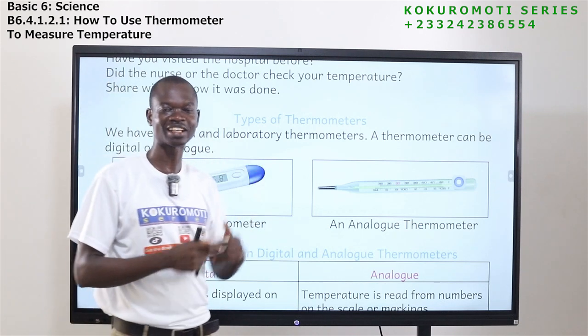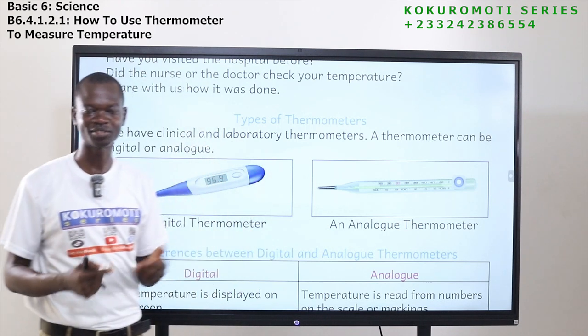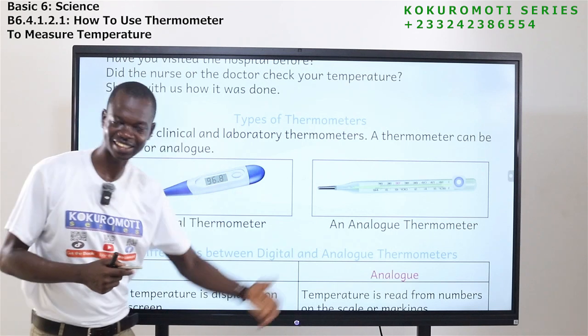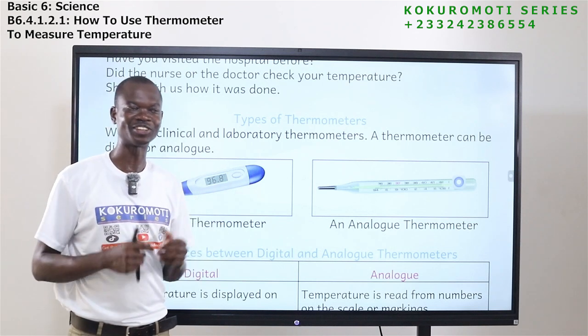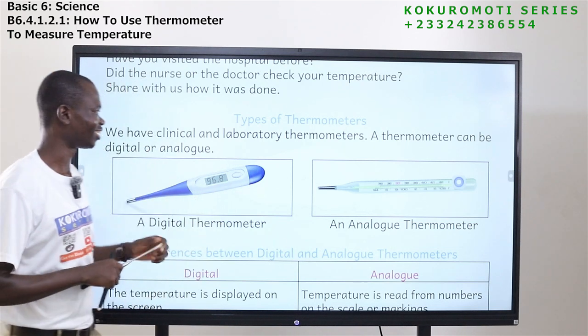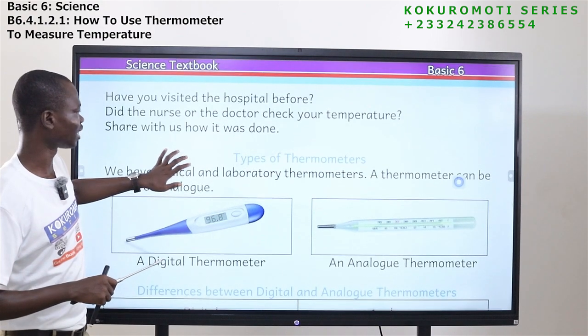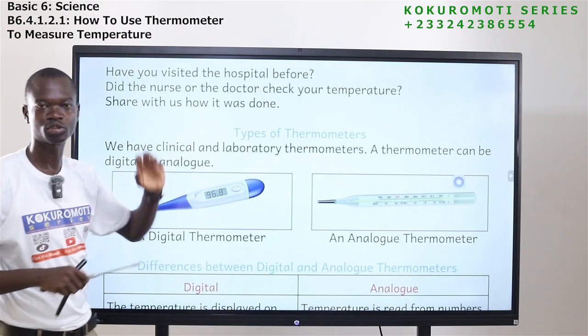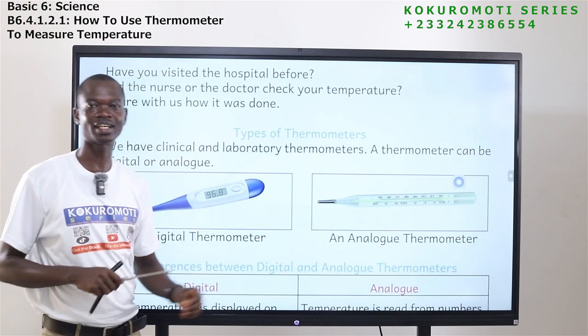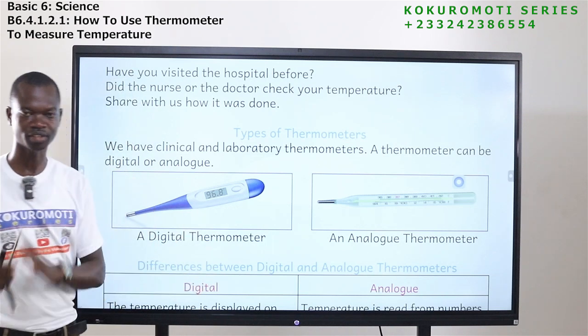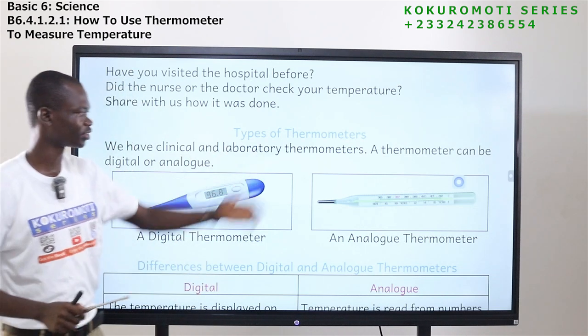Then they will carry out another activity, experiment, or test to know your real situation. Okay, so now we have seen that we have the thermometer, which is used to measure temperature. Temperature is measured in degrees Celsius or degrees Fahrenheit. Now let's look at types of thermometers.